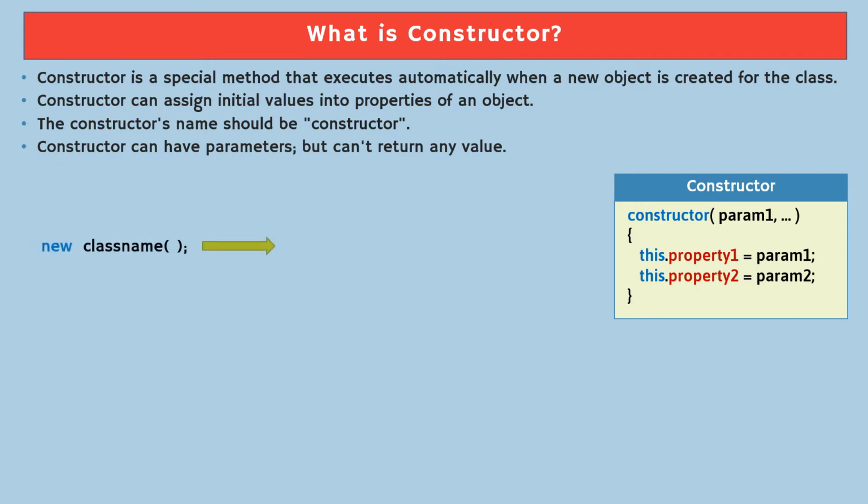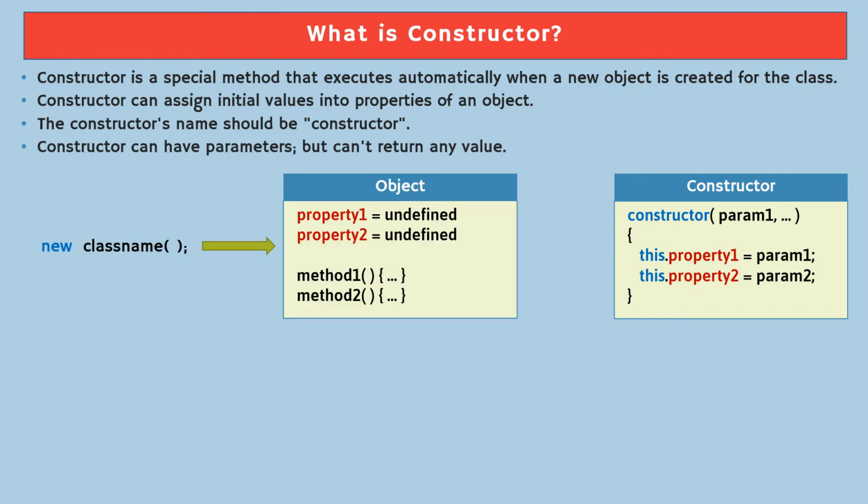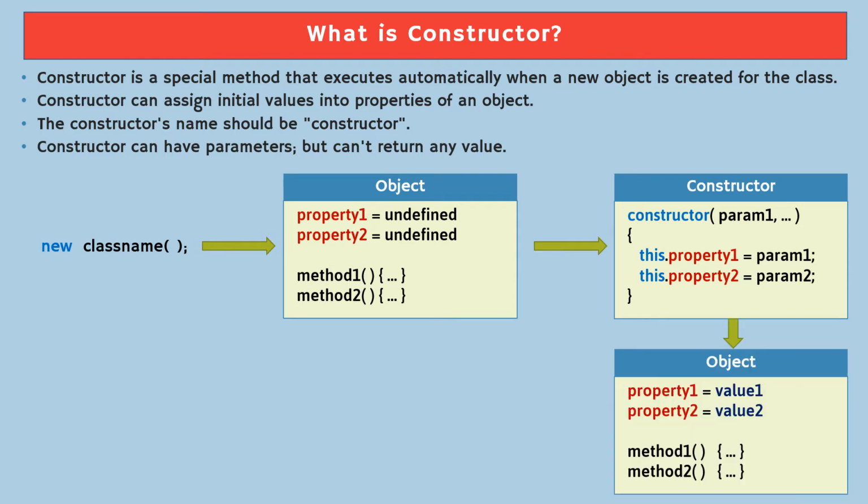First, you will create an object by writing new and the class name. Now the object is created with all the properties and methods as per the definition of the class. The default value of all the properties is undefined. Then the constructor gets executed, where it can initialize the properties, overriding the default value, which is undefined. Now the object is ready to use with all the properties initialized.